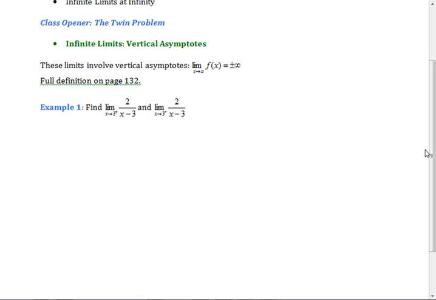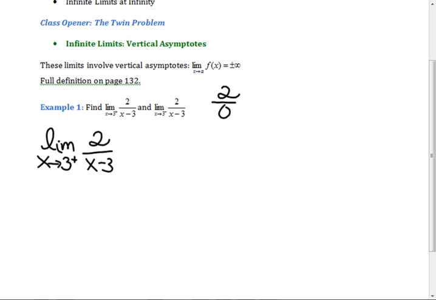Okay, do you remember how to do these? You take a number just slightly to the right of 3. Okay, guys? We want to be able to graph this. And when you substitute in 3, you get 2 divided by 0.